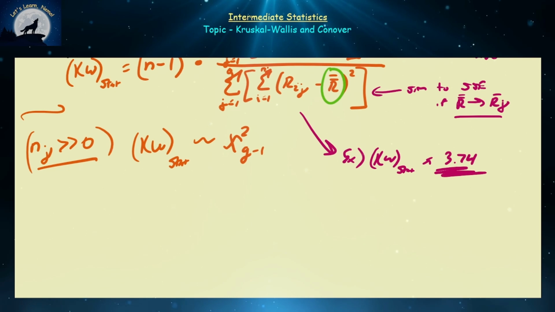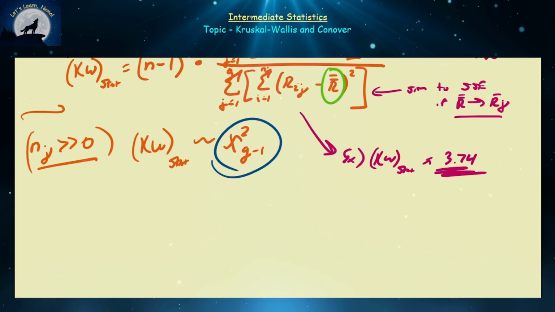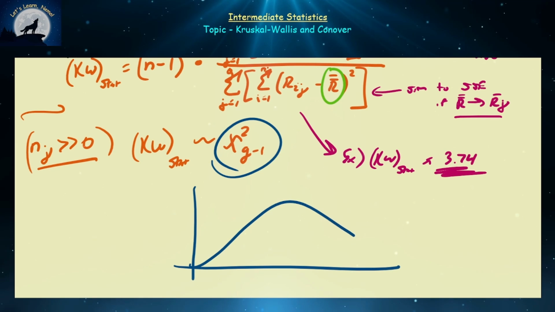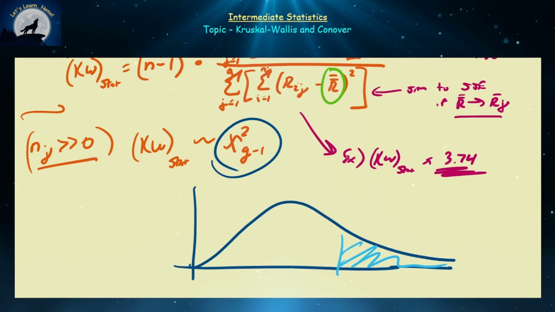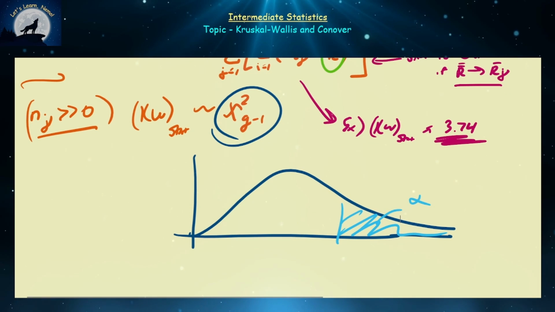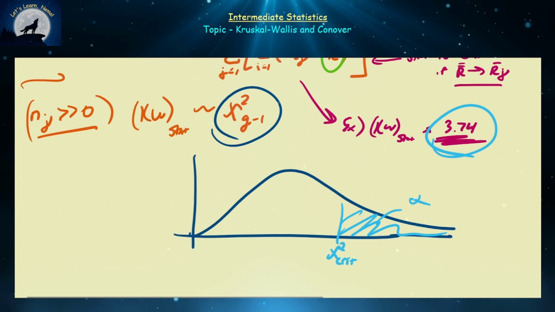3.74, if you want to just try and work that out on your own. So is 3.74 large or small? Well, it depends. Obviously, we need to look at a chi-squared distribution. Generally speaking, as long as g is not equal to 2, which it is in this case, it's going to look more like this. And this is going to be a right-tailed test, so your alpha is always going to be in the right-tailed area. And this value here, chi-squared crit, is what you're going to compare this KW stat to.